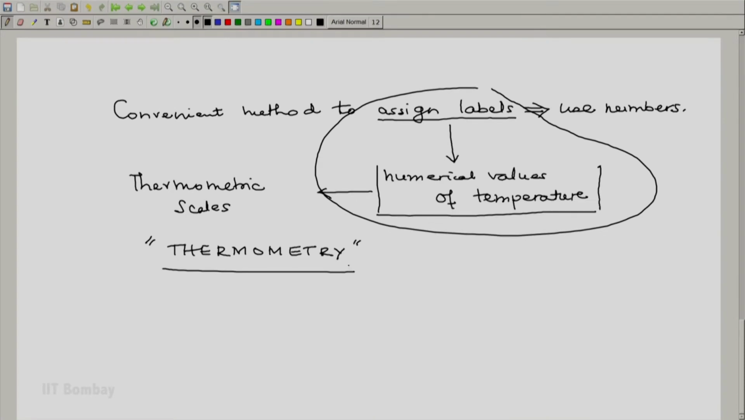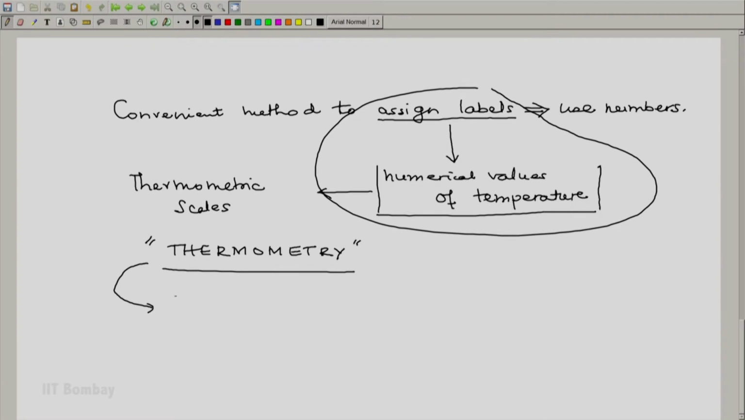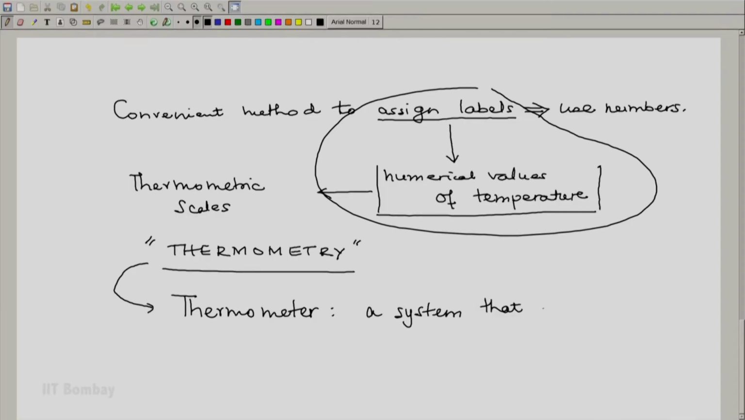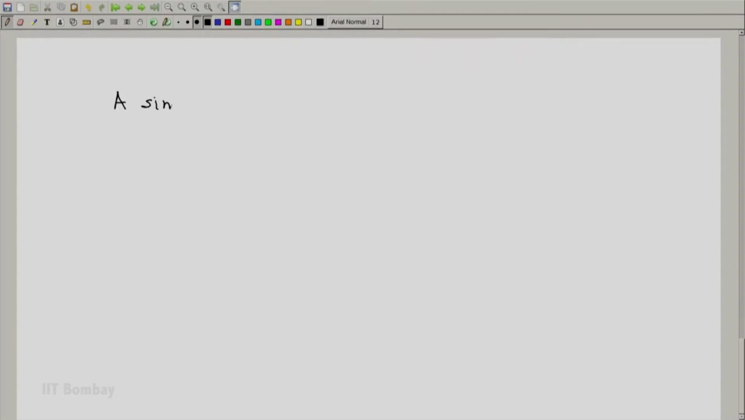We will look at various types of thermometric devices, but let us say that the simple system which is used to do this is known as a thermometer, a system usually rather simple to use, often rudimentary, that is used for a specific type of thermometry. Let us look at a simple thermometer.